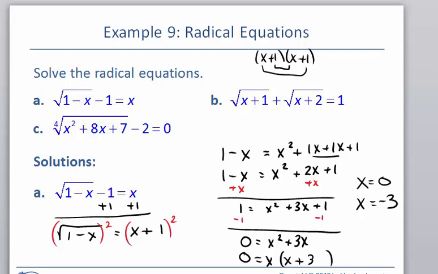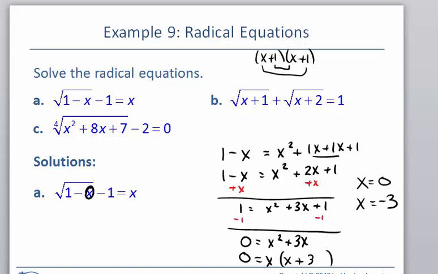Now, we do need to check these answers to make sure that they make sense in our original problem. So let's go back over here and plug them in and be sure. If I plug a 0 in for the x, so that's putting a 0 in those two spots, we're going to have the square root of 1 minus 0 is 1, minus 1 is equal to 0. The square root of 1 is 1. Okay, so that one looks good. 1 minus 1 is equal to 0, so I think we're okay with that one.